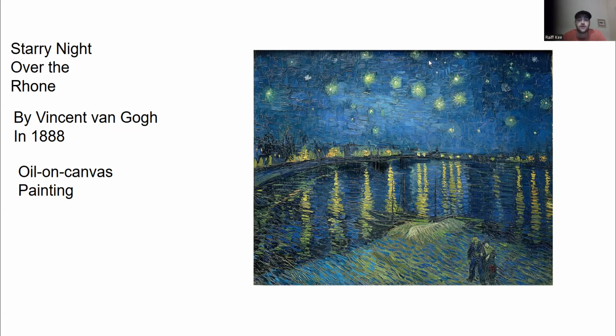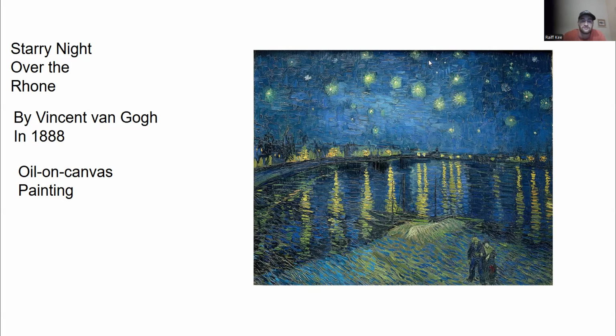He also uses shape, and he uses two shapes, which include both organic and geometric shapes. The geometric shapes are used throughout the village, which make it seem calm and still. He uses organic shapes throughout the flow of the river and stars above, which invoke life and energy.